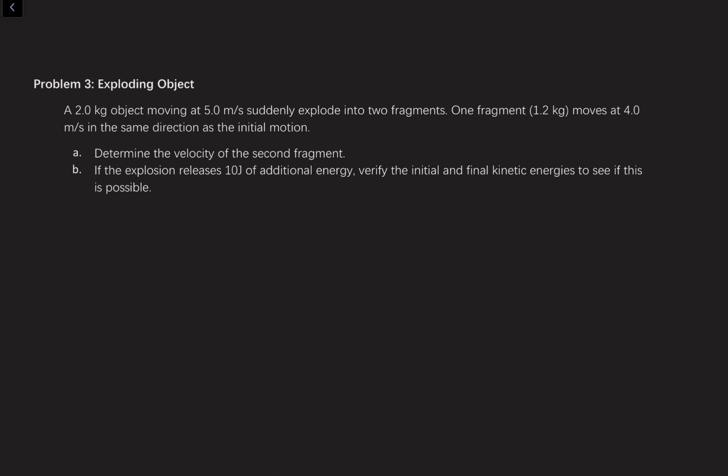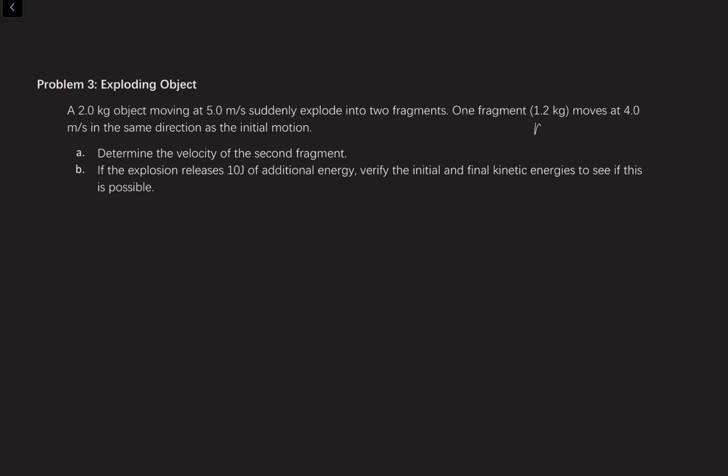So now let's talk about an exploding object. A 2.0 kilogram object moving at 5 meters per second explodes into 2 fragments. One fragment, let's call it m1, is 1.2 kilogram, moving 4 meters per second in the same direction. And there's a second fragment, let's call it m2. We want to find its velocity.